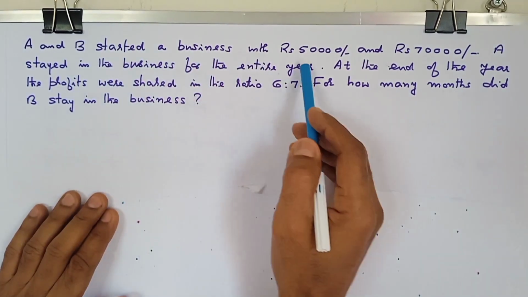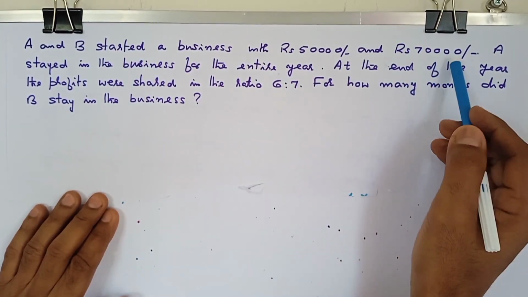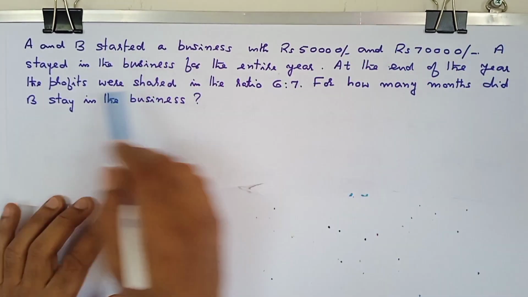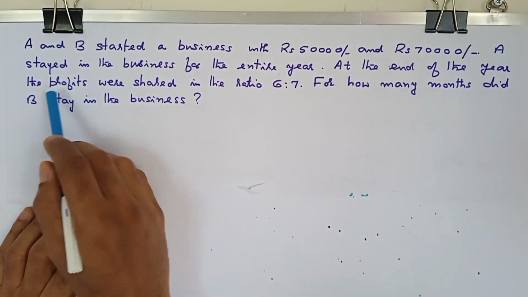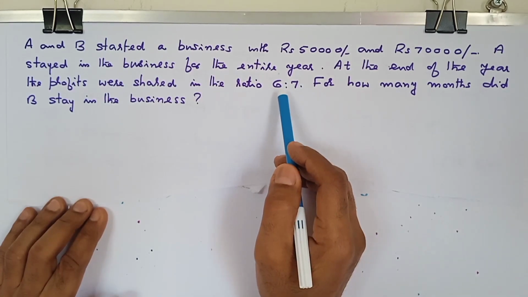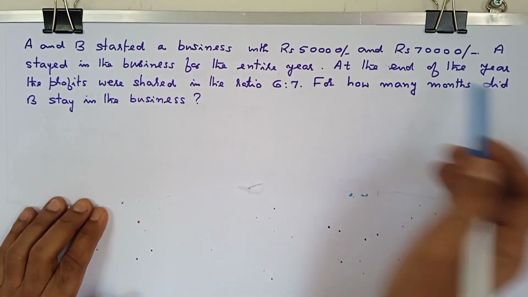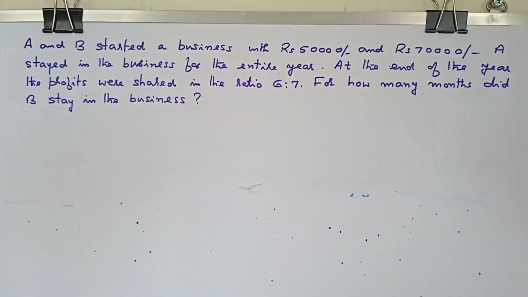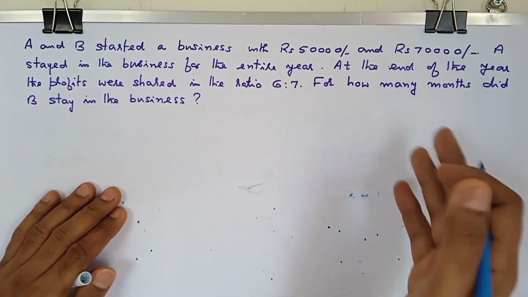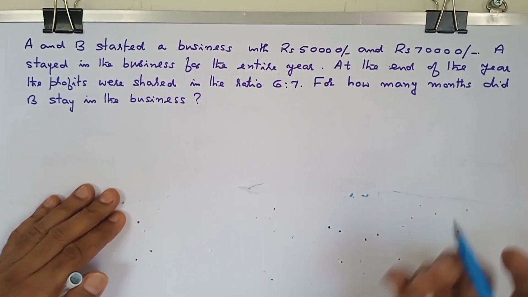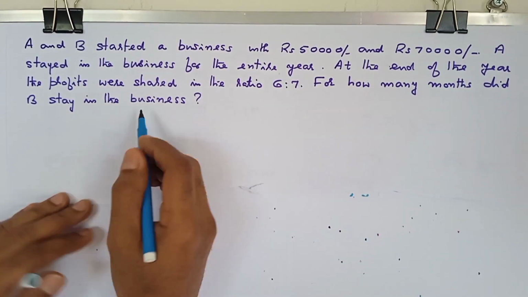A and B started a business with 50,000 rupees and 70,000 rupees respectively. A stayed in the business for the entire year. At the end of the year, the profits were shared in the ratio 6:7. For how many months did B stay in the business? When they say that A stayed in the business, obviously B has not stayed in the business for one full year. And we are asked to find that out in the question.